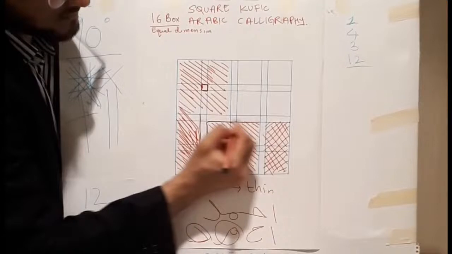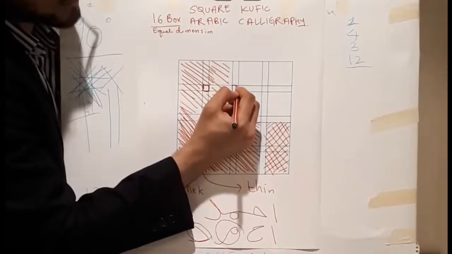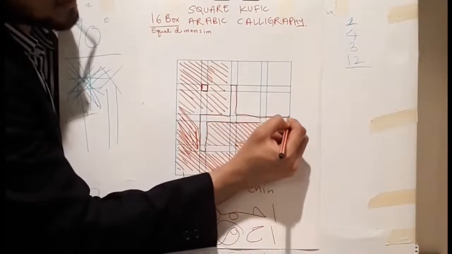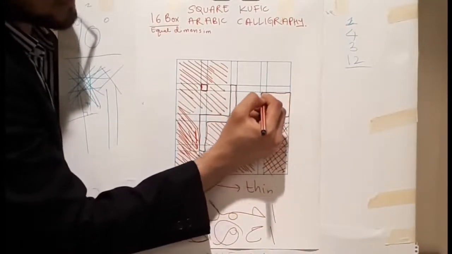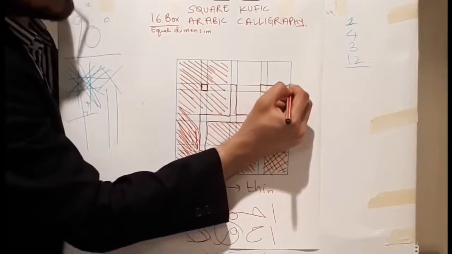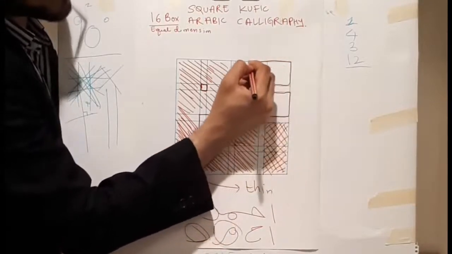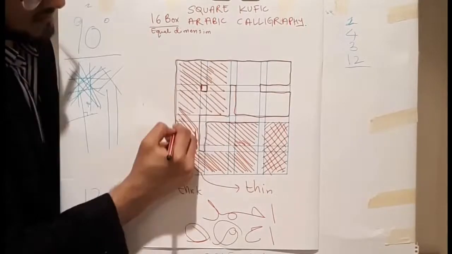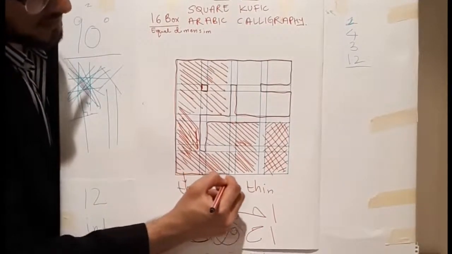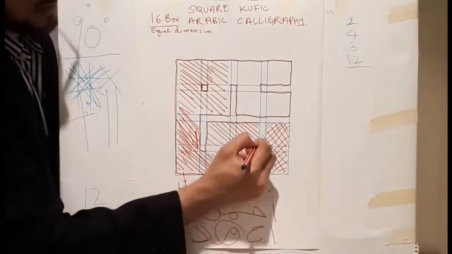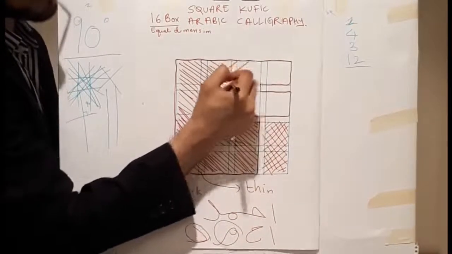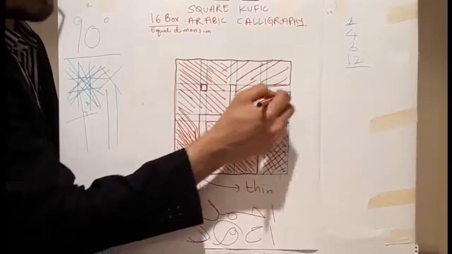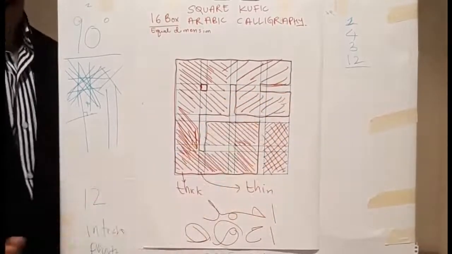Now dal, just go down and then straight, cover the region. So this becomes your name Ahmed in one box. So this is square Kufic calligraphy.